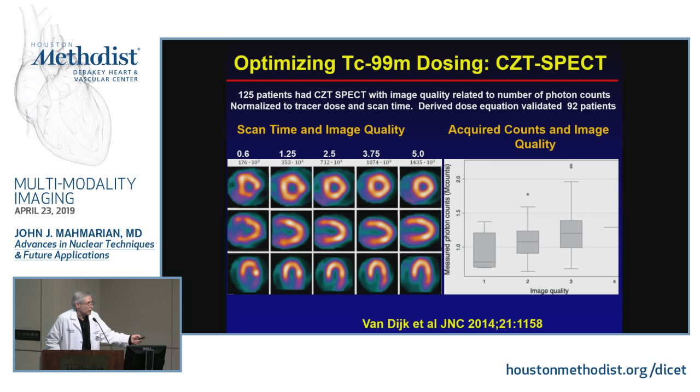This is an interesting published study looking at how you might, with a CZT camera, determine what your dose should be prior to giving it to the patient. Because we always guesstimate how many millicuries to give someone based on their height and weight. So this is looking at scan time and image quality. If you scan people for short amounts of time, you get bad image quality. For long periods of time, you get better image quality, obviously because the longer you image someone, the higher the counts. This is looking at acquired counts and image quality. As you acquire more counts, image quality improves.